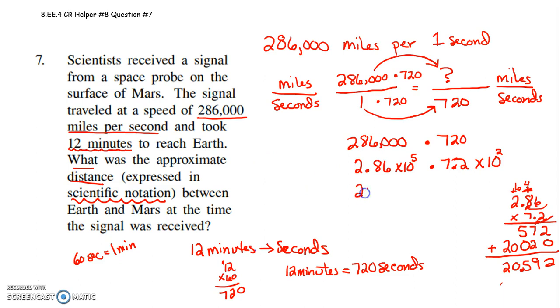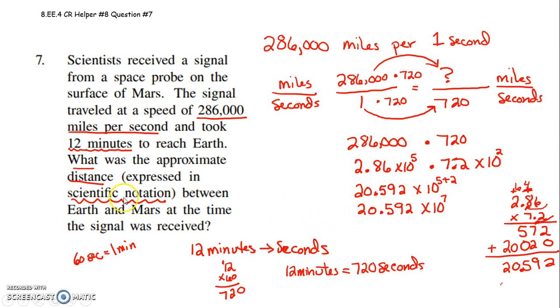So this becomes 20.592 times 10 to the, well, when we're multiplying, what do we do with our exponents? We add them. 5 plus 2. So this becomes 20.592 times 10 to the 7th power.